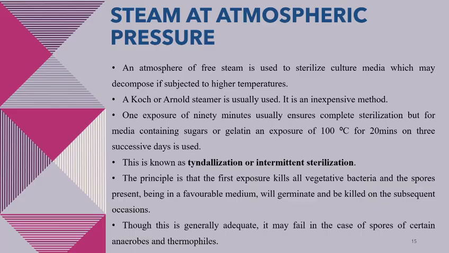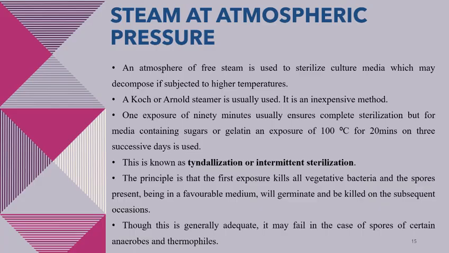intermittent sterilization. This kills the vegetative bacteria on first exposure, and the spores present in the medium, being in a favorable condition, will germinate and be killed in the other consecutive exposures. All the spores cannot be killed, like anaerobes or thermophiles, but most of the spores can be killed.